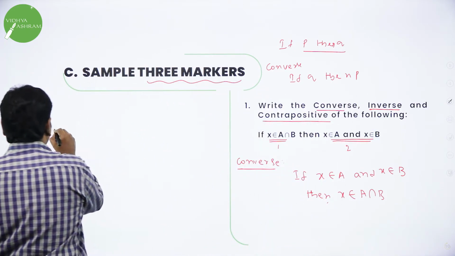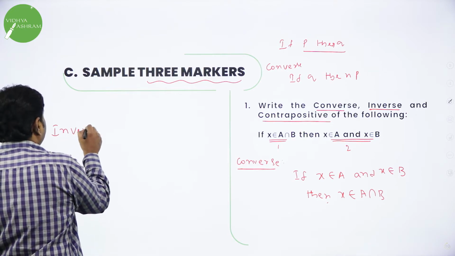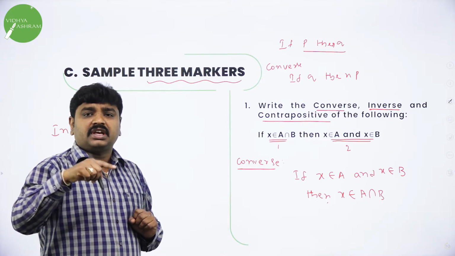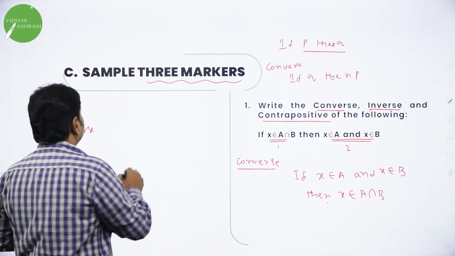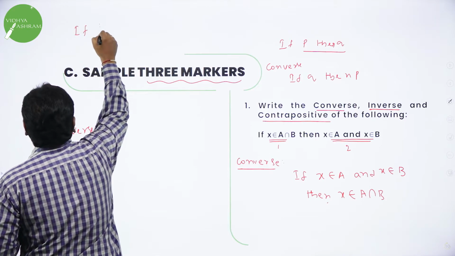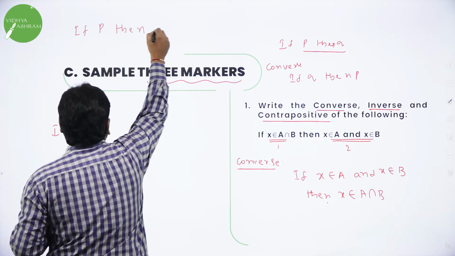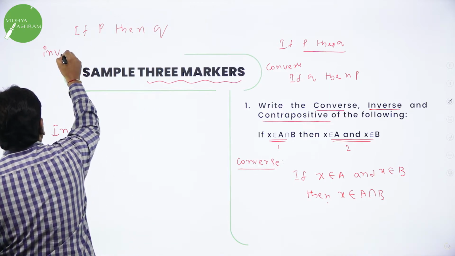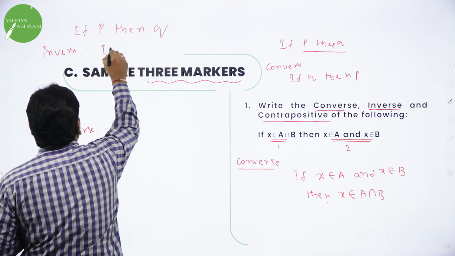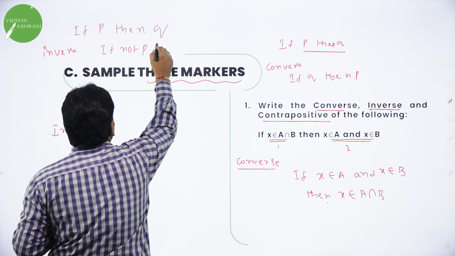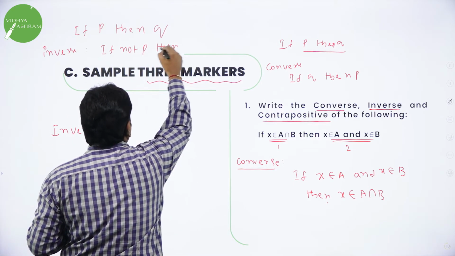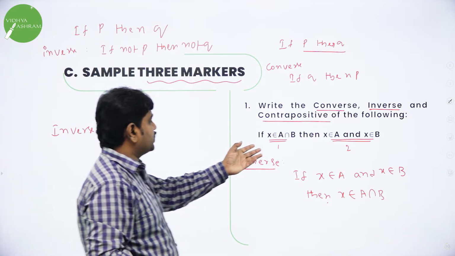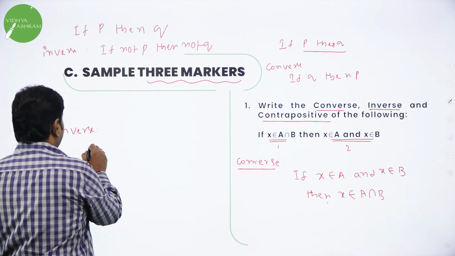After converse, they want you to write the inverse. Inverse means negation of P implies negation of Q. So if I give if P then Q, what is the inverse for this? If not P, then not Q. Inverse is if not P, then not Q. Similarly, what is the inverse for this statement? If not P means what?